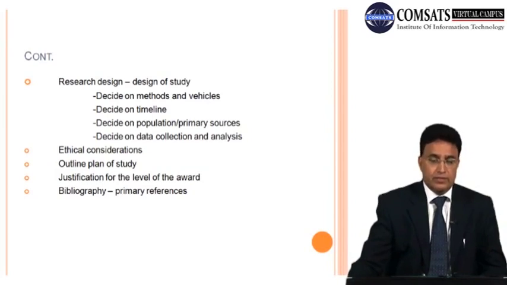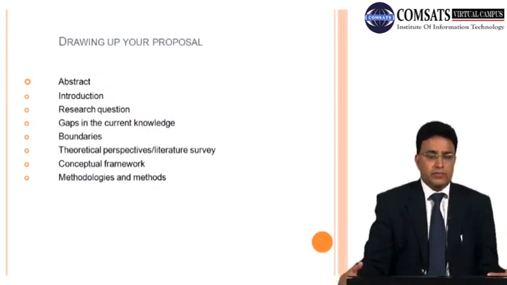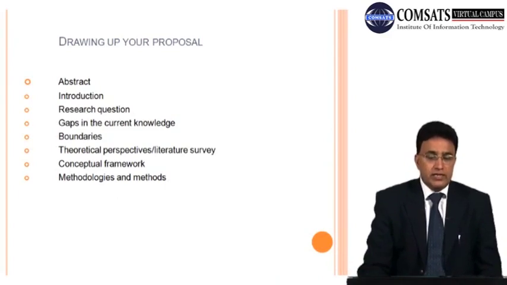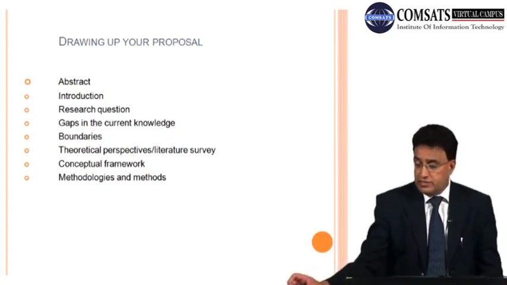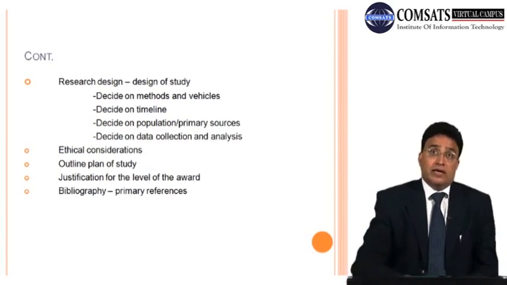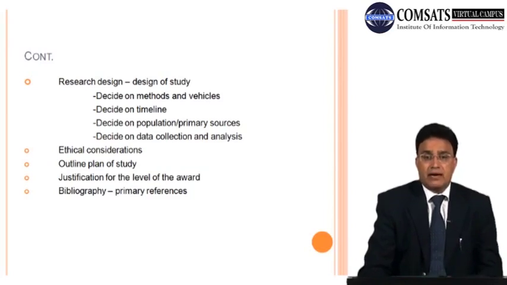So we started with some of the components, such as the abstract, that was followed by the introduction, and there was a research question, and then gaps in the current knowledge, then defining the boundaries, and theoretical framework or literature review, a conceptual framework, different methods of data collection, then research design, followed by some ethical considerations, and then adding the outline or the plan of the study, and then justification for writing at a particular level, whether it is MA or MPhil, and at the end writing the bibliography or the references. So that's it for today.